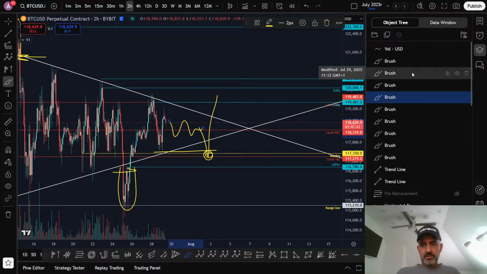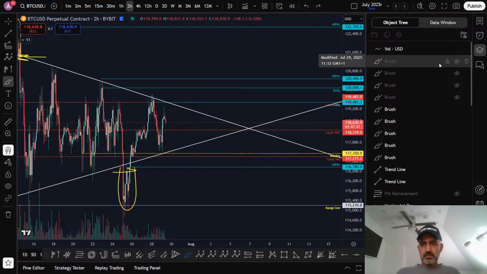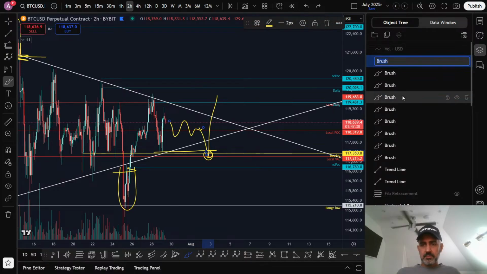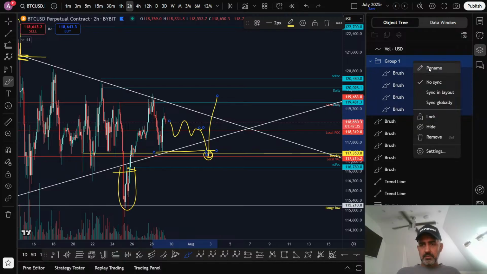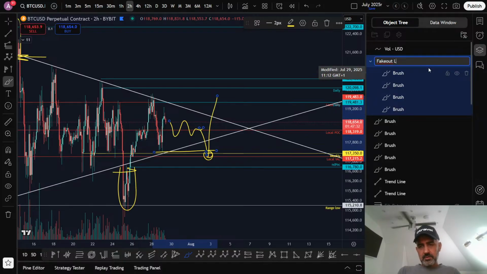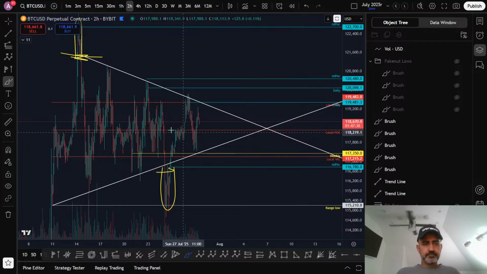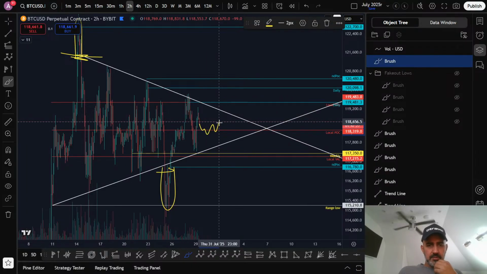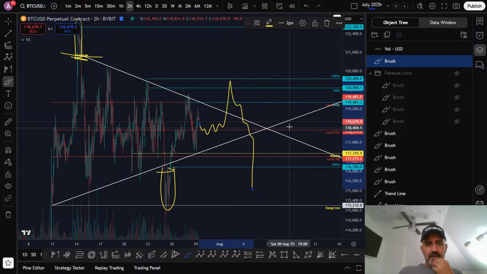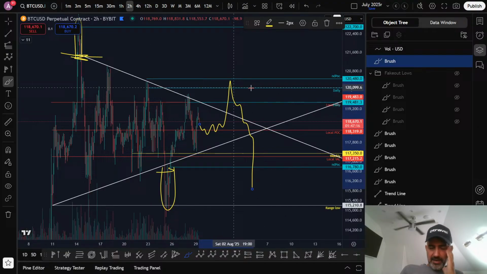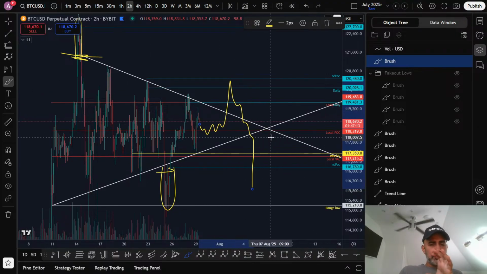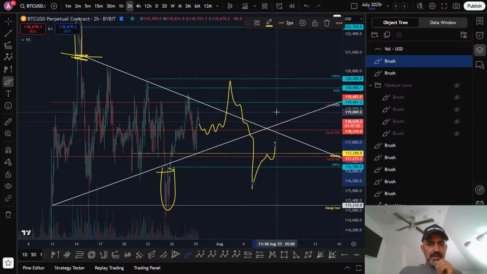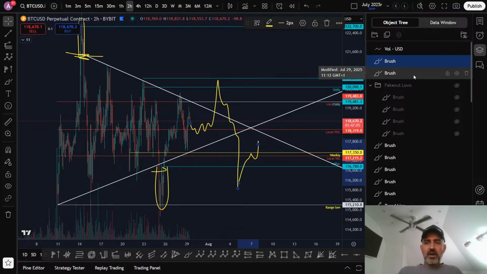Just hide these. Fake out. The reverse would be like that in reverse. And again, it's still range bound, but you don't get a break, you just get a liquidity grab and still range bound behavior. It just changes. And then we have to see what happens. So you can get fake out low, fake out highs.